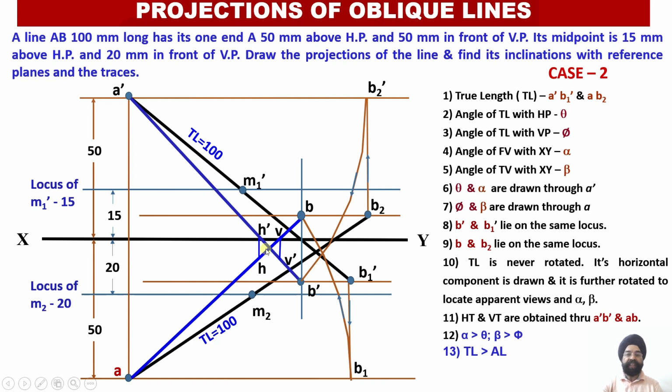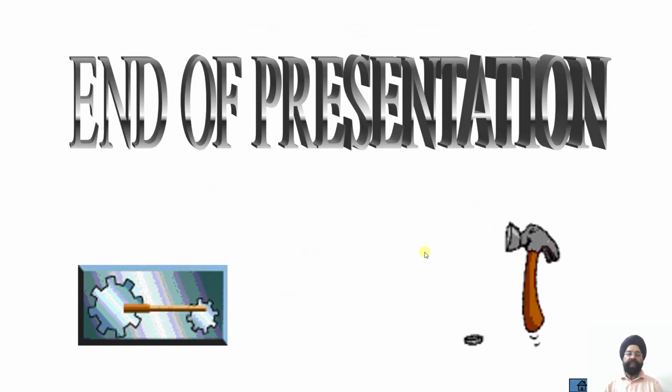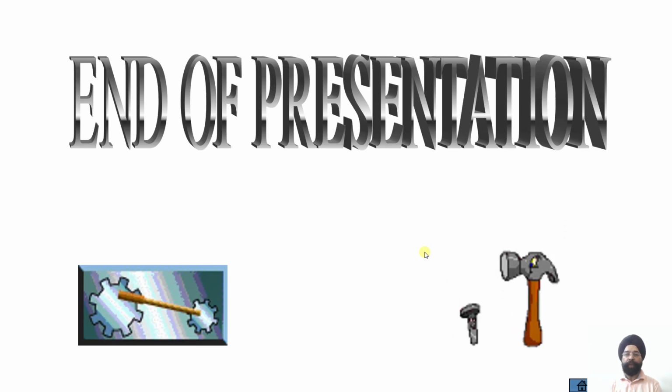One thing you need to remember, which is very important: true length is never rotated. Its horizontal component is evaluated and it is further rotated to locate the apparent views and the angles alpha and beta. This particular concept you need to remember to evaluate the projections for the oblique line, which may lie in any quadrant for that matter. So this is about the projections of the oblique lines.